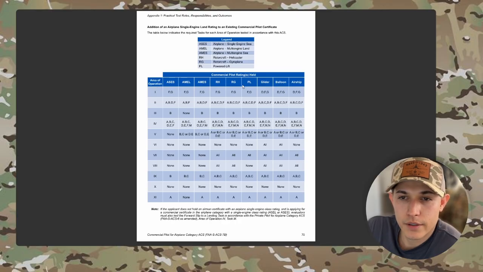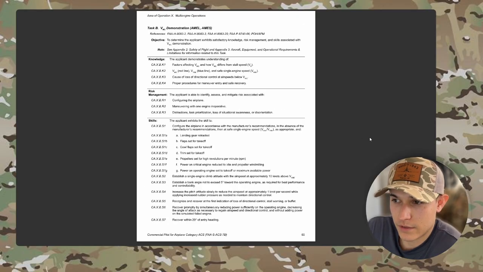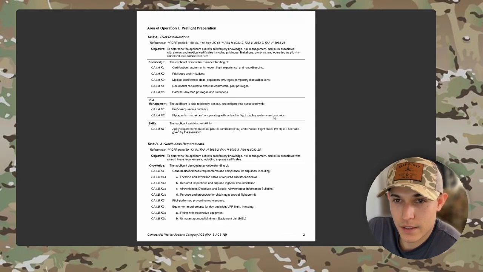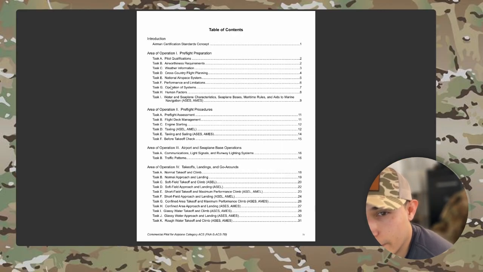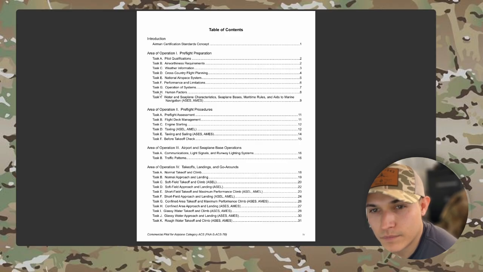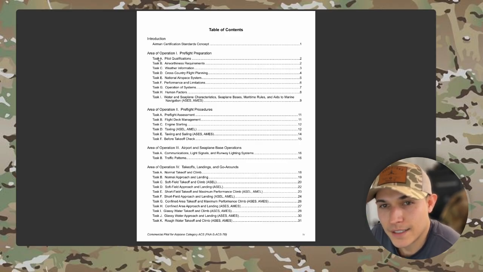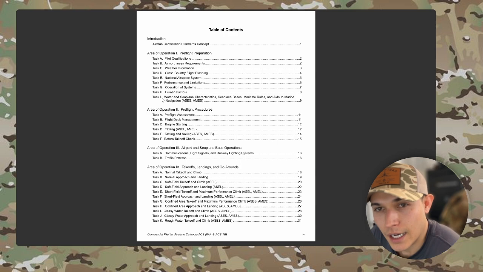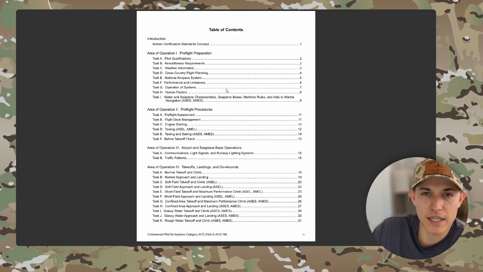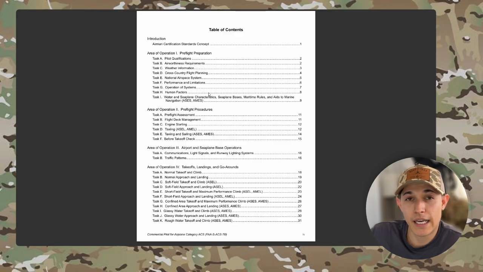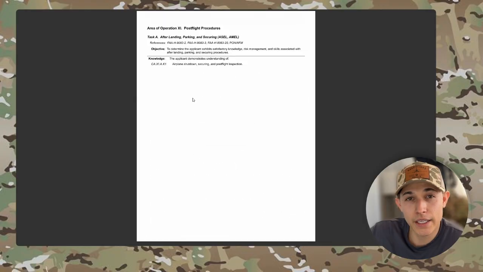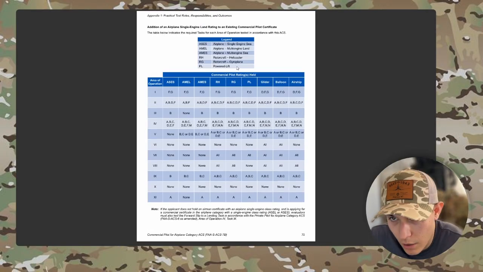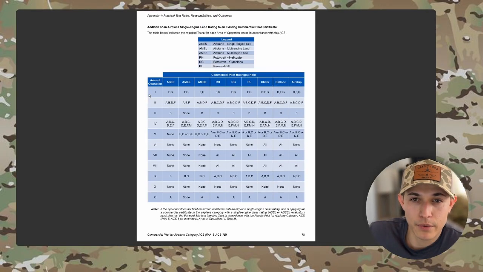So for area of operation 1, I can expect to get asked some subjects on Foxtrot and Golf. Let's scroll all the way up and see what Foxtrot and Golf are. We can get asked on performance and limitations and operation of systems. Tasks A, B, C, D, E, and I are pretty much all skipped. I'm not saying it's 100% going to get skipped. The DPE has the ability to go in and ask you a question on whatever they want. But mandatory tasks that we need to know are Foxtrot and Golf in area of operation 1.